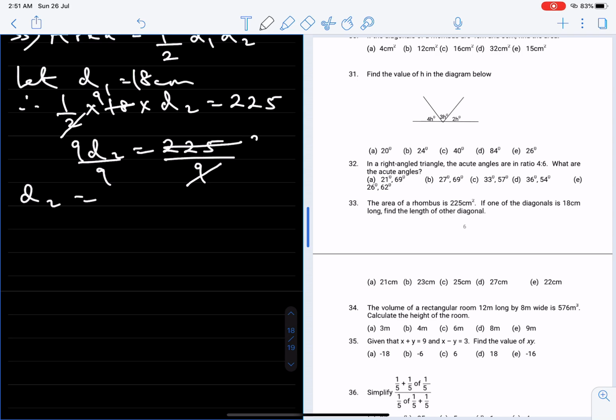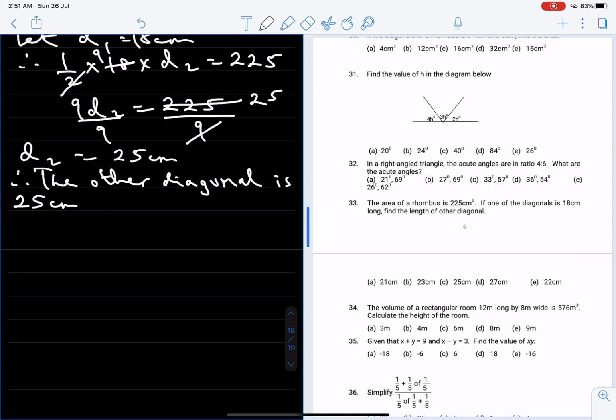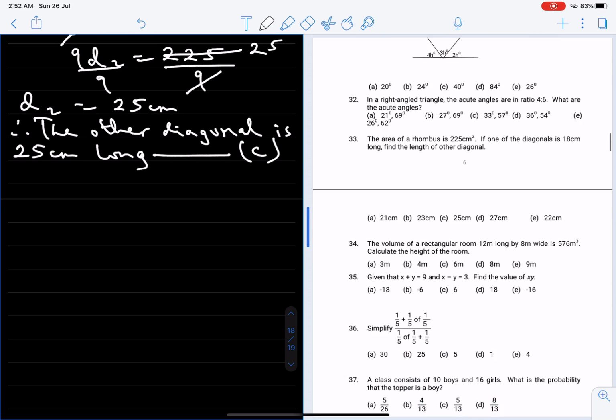D2 equals 225 over 9. 9 in 22 is 2, which is 18, and we'll be left with 45. 9 in 45 is 5. So D2 equals 25 centimeters. Therefore, the other diagonal is 25 centimeters long. And the correct option is C. That's beautiful. Down to the next, number 34.